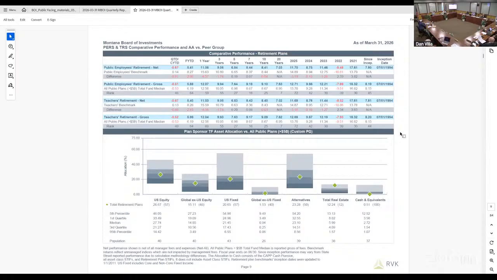There's a median figure in the table that's just down below. So the way to read this is US equity, you have roughly 27%. The median plan has almost 28%, so very much in line.